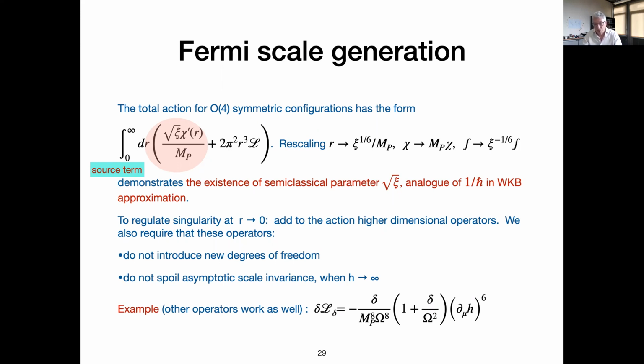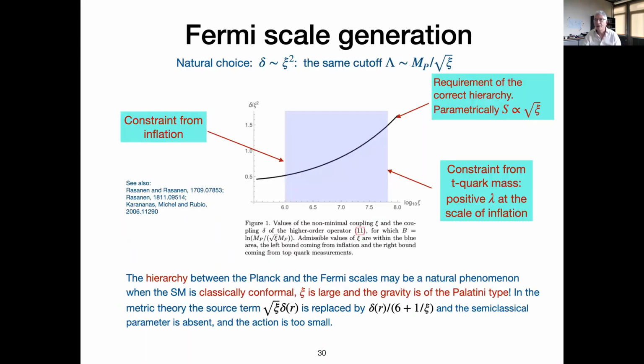And so what we can do, we can add to this action higher dimensional operators. We can require that these higher dimensional operators do not introduce new degrees of freedom and also do not spoil scale invariance when the scalar field is large. Okay, so that's an example of this operator. You take this example and then you find that everything works in a nice way.